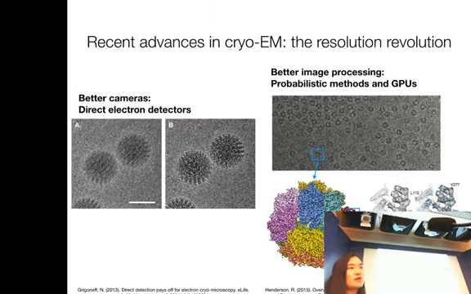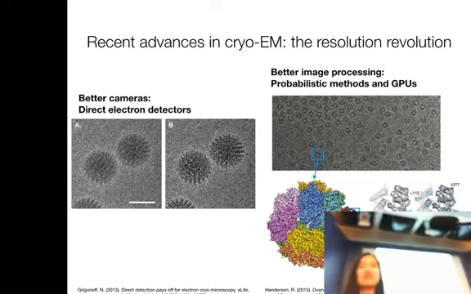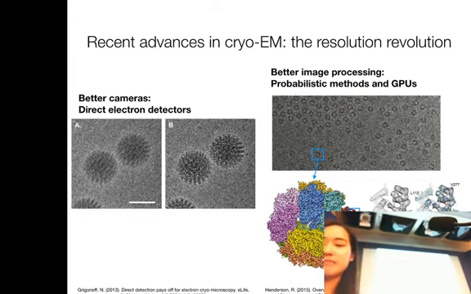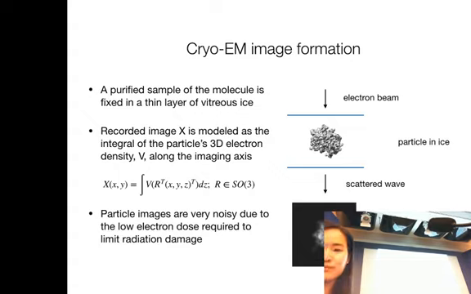And so in pursuit of this goal, we can use cryo-EM, which stands for cryo electron microscopy. Over the last decade or so, there have been dramatic advances in this technology, mostly driven by better hardware, so these direct electron detectors, and by better image processing algorithms, so these probabilistic methods that are typically implemented on GPUs.